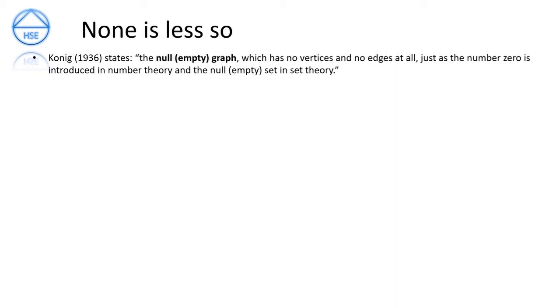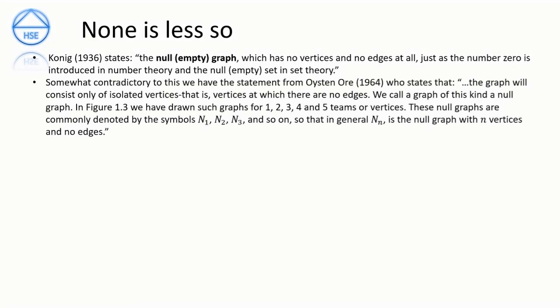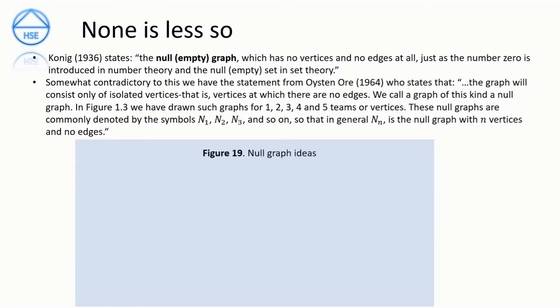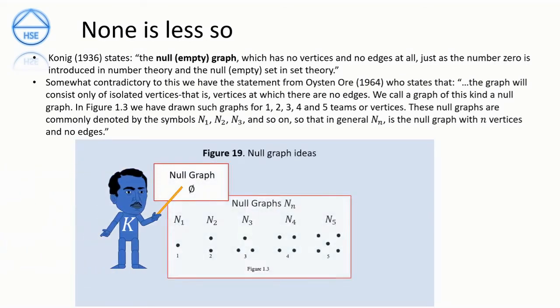Koenig 1936 states, the null empty graph, which has no vertices and no edges at all, just as the number 0 is introduced in number theory and the null empty set in set theory. Somewhat contradictory to this, we have the statement from Oyston Orr 1964 who states that the graph will consist only of isolated vertices, that is, vertices at which there are no edges. We call a graph of this kind a null graph. In his figure 1.3, we've drawn such graphs for 1, 2, 3, 4, and 5 teams or vertices.